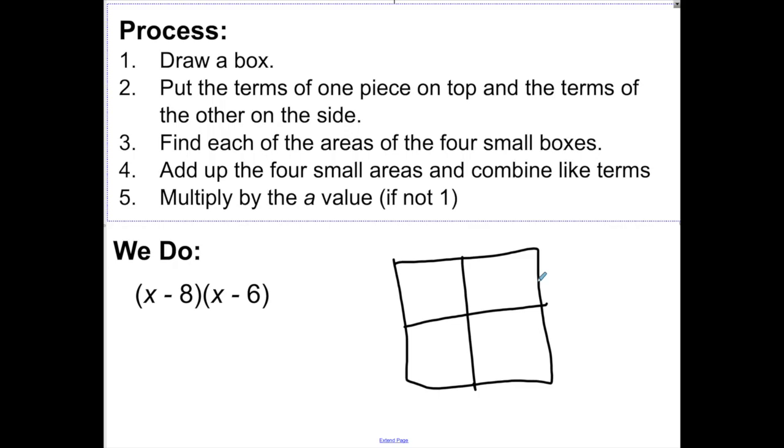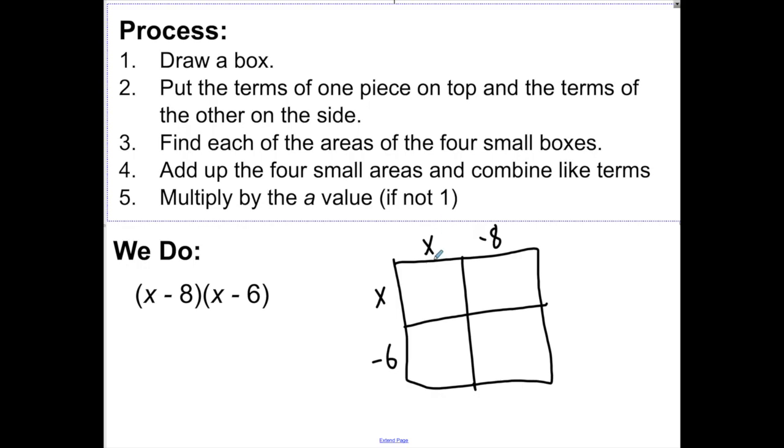So folks, our first step was to draw a box. Now what is going to go on top of this box? You could put either one. I'm going to put x minus 8. And if I put x minus 8, what goes to the left of the box? What you're going to put is x minus 6. So let's go ahead and, what do we do now?